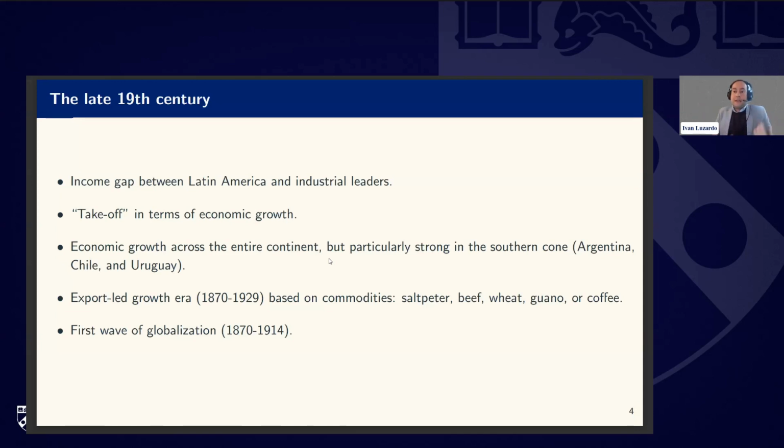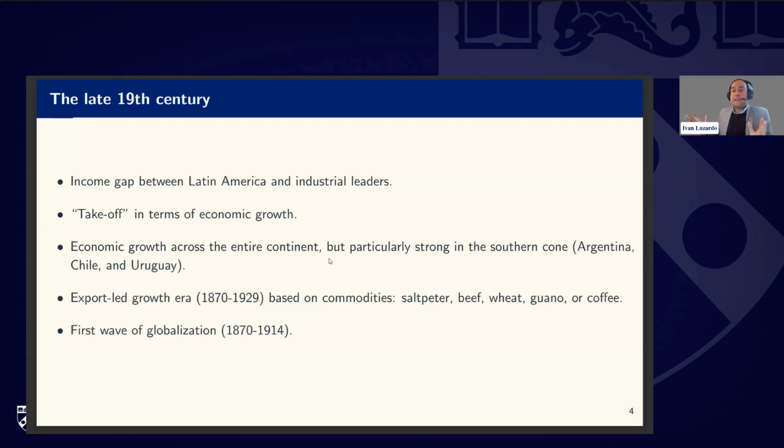Why? Because in the early 19th century, industrialization started in Britain. Britain started to grow and had important development throughout the 19th century. That didn't happen in the case of Latin America, and it was because of that reason that we have an important income gap.